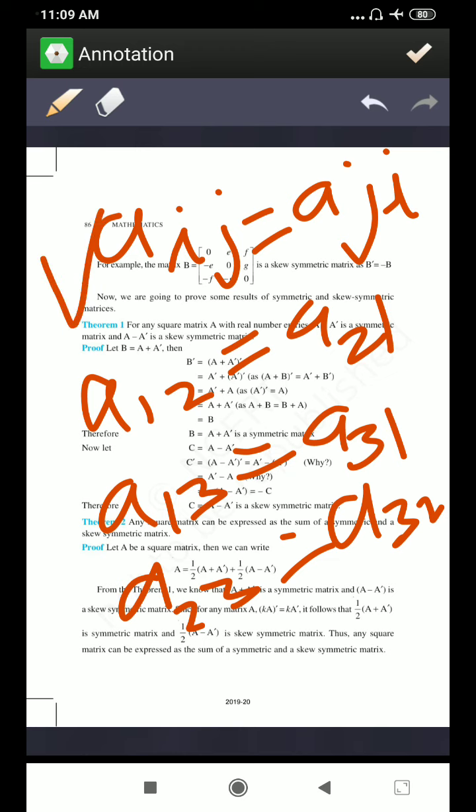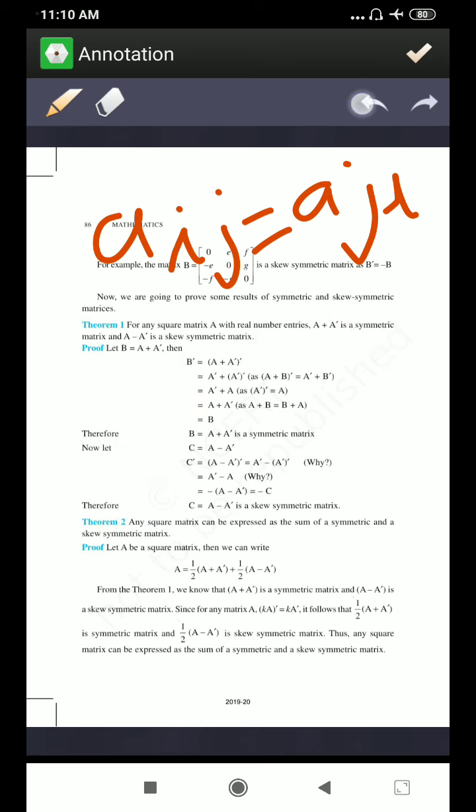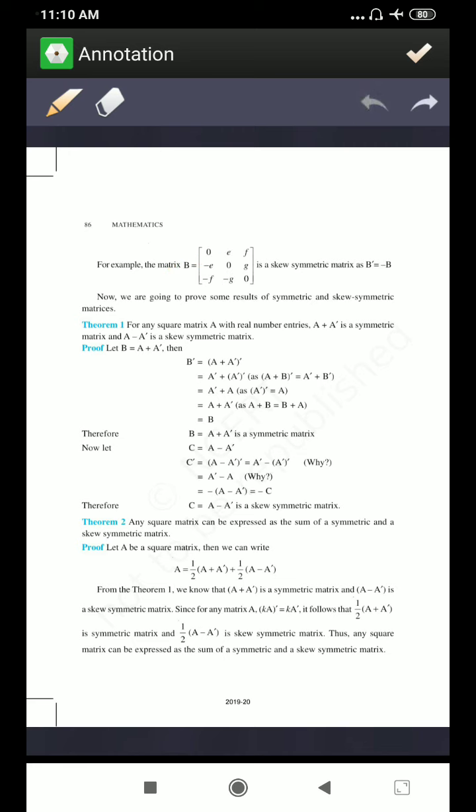For a skew symmetric matrix, your Aij is minus Aji and diagonal elements are 0. Alright, so I will prepare a symmetric matrix using this one particular property, that Aij must be equal to Aji to get a symmetric matrix. Suppose in the exam you are asked to give one example of a symmetric and skew symmetric matrix, then you need not learn it. You see, I've taken this as 1, 2, 3.